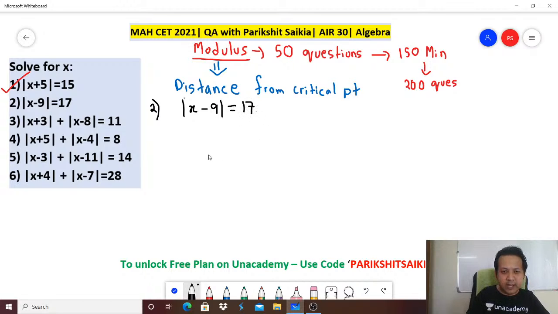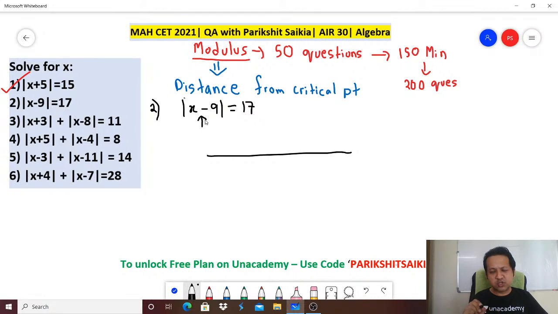Modulus is the distance from the critical point. What is the critical point? It is that point which makes the modulus 0. So at what point will it become 0? 9. Because if you put x is 9, 9 minus 9 is 0. So just plot the critical point, 9. Now you know it is the distance from this point.